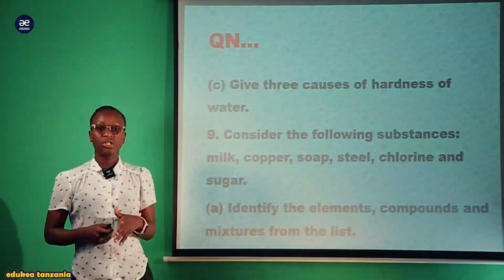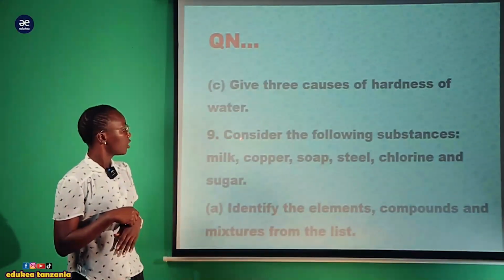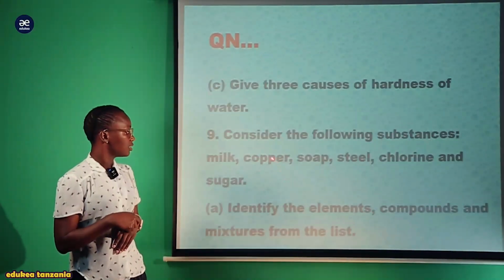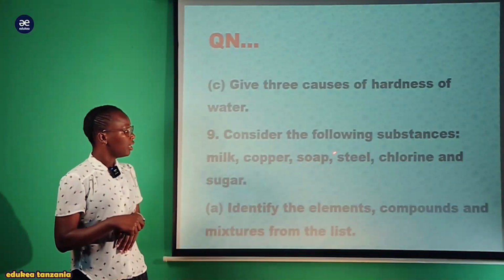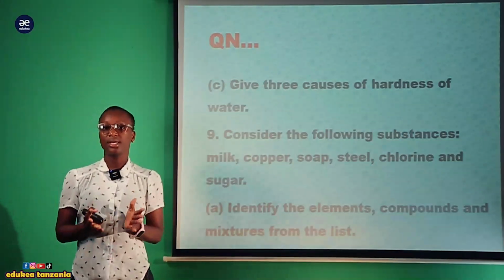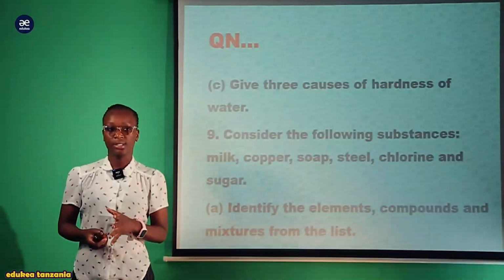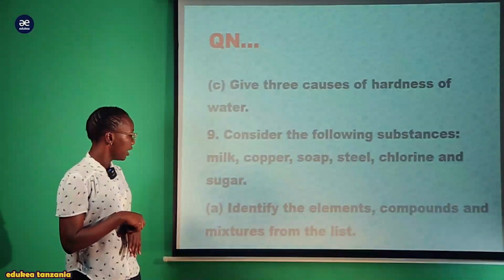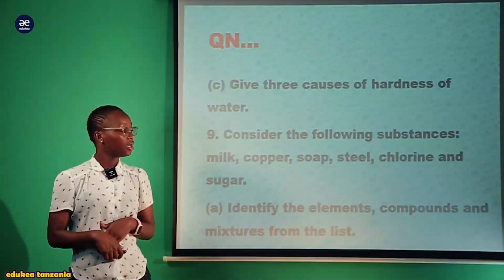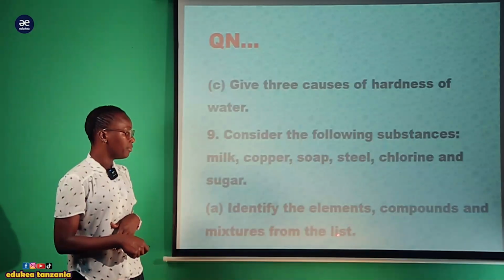Now let us see question number 9. The question number 9 of this NECTA paper states: consider the following substances. There is milk, there is copper, there is soap, steel, chlorine and sugar. So these are the given substances. Now let's see what the question wants. Part A states: identify the elements, identify the compounds and the mixtures from the list.